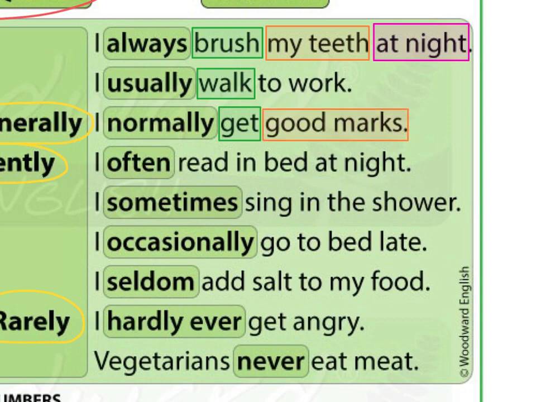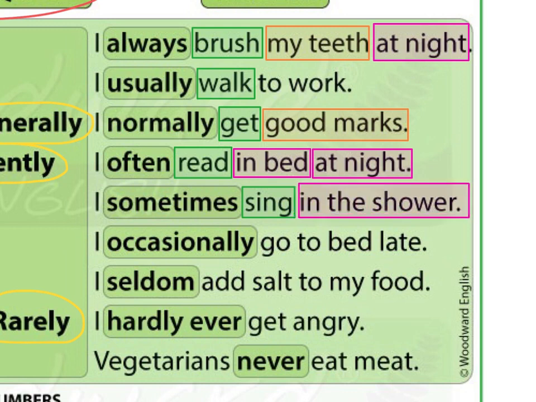In the next sentence, I often read in bed at night. I often do what? What is my verb? It is read. Where do I read? In bed. When do I read? At night. Two prepositional phrases. I sometimes sing in the shower. I sometimes do what? Sing. Where do I sing? In the shower.